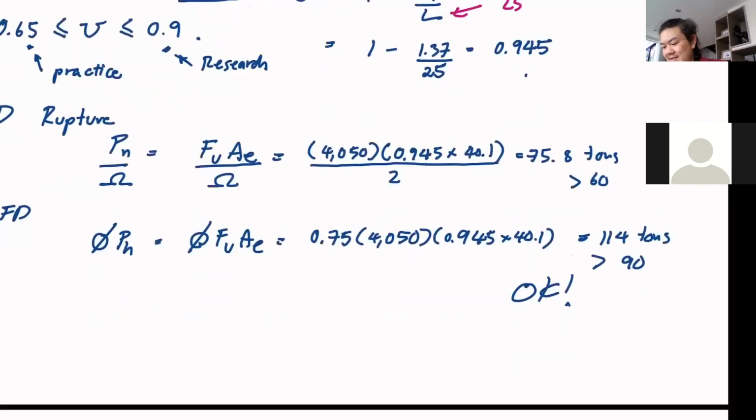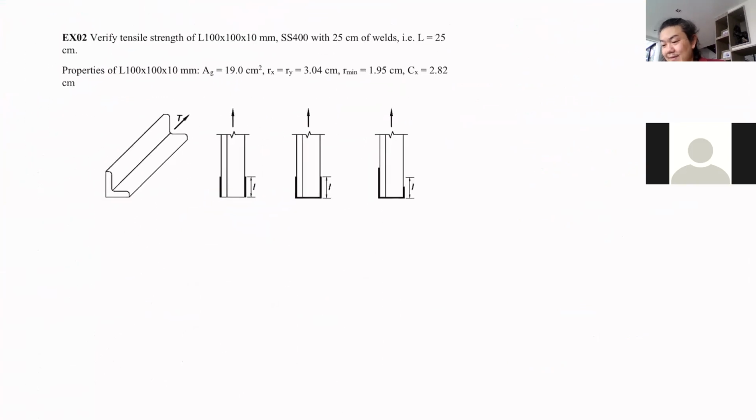So let's move on to the next example. All right. So now, there are two ways in terms of design class. The first is to design something, which means you create something out of nothing. And the next problem is easier. It's an investigation problem.